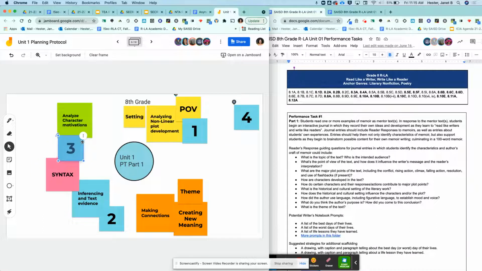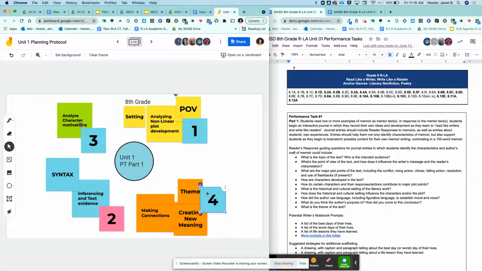So that would tie in analyzing the character motivations, because the characters are being introduced by now. The student is analyzing the characters' personalities at this point. So I guess that would go as number 3 right there. Okay. And then that would leave theme and creating new meaning and making connections as our 4th number.